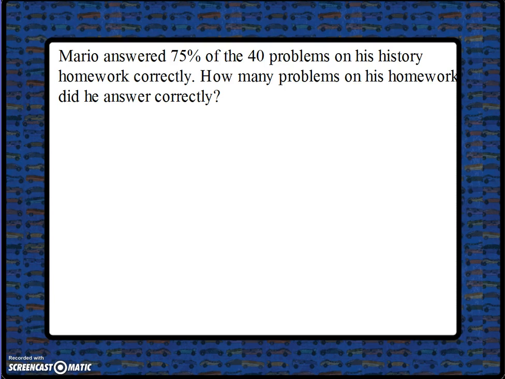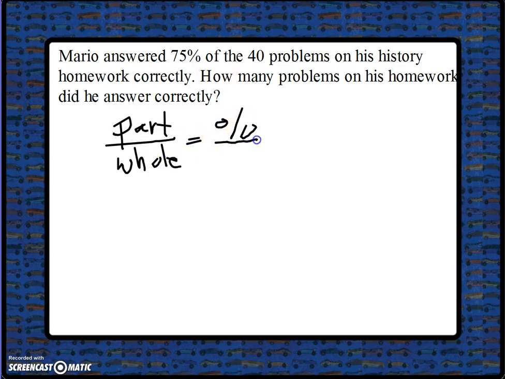Okay, today we're going to talk about percent proportion with word problems. Remember that the percent proportion is part over whole equals percent over 100. So the first thing to look at is that we have 75%. So we're going to put 75 over 100.